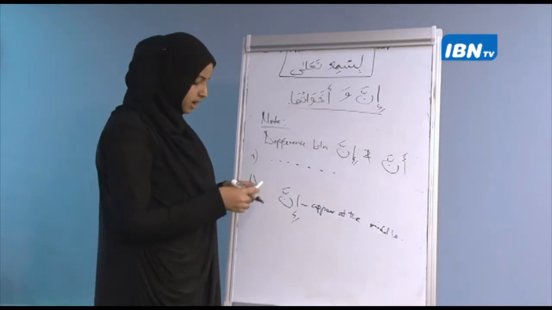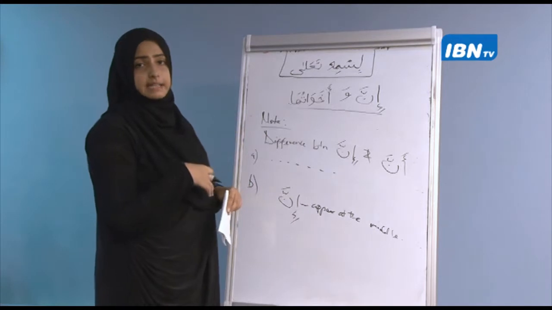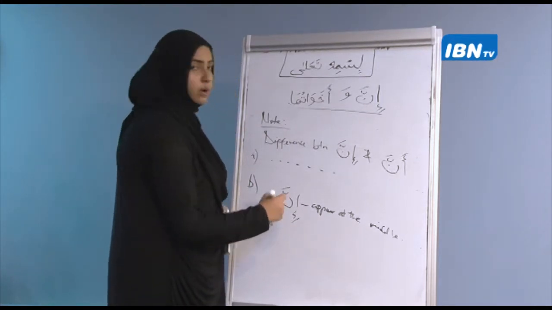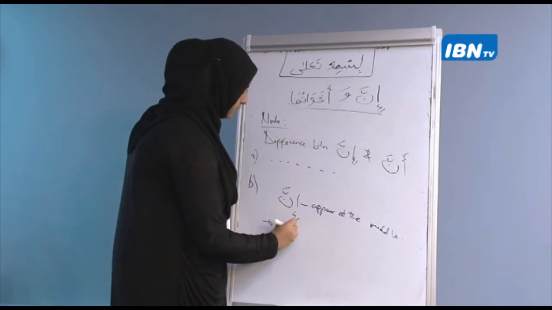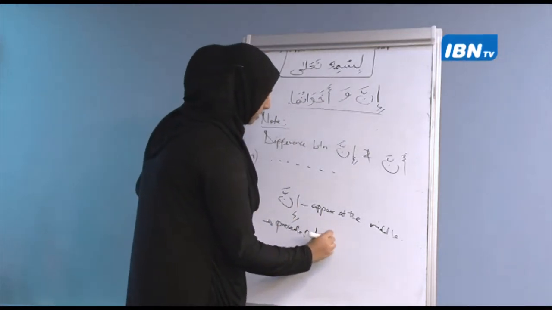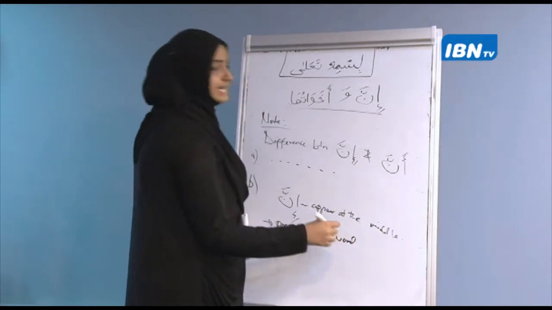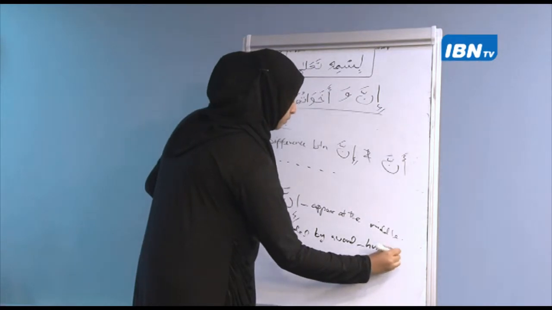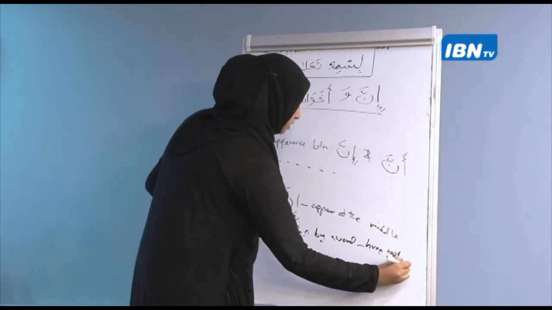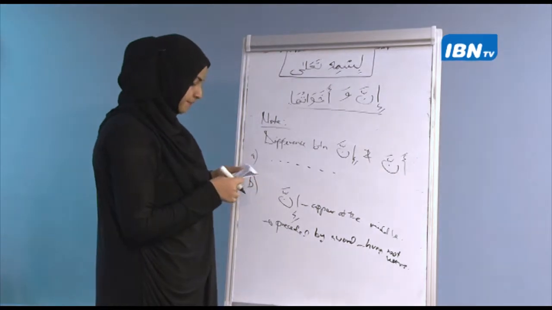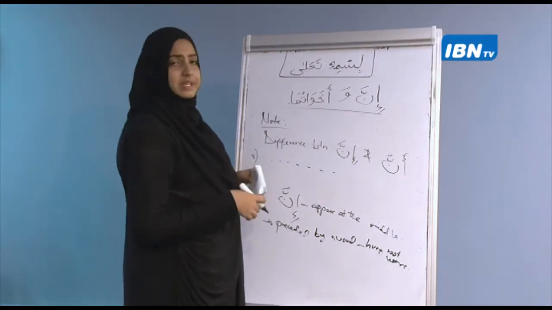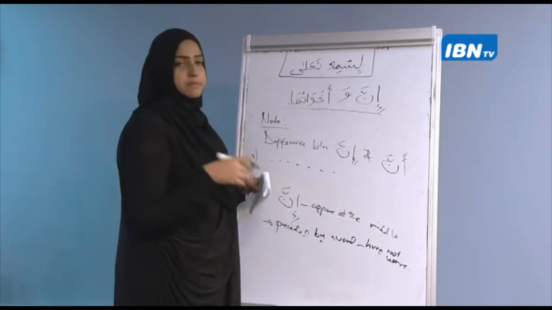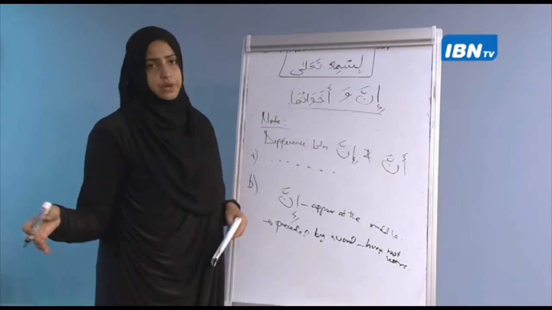Now when does it appear at the middle? It appears at the middle when it is preceded by a word that has root letters. So for example, we have يقول, this is in Surah Al-Baqarah. يقول إنها بقرة صفراء. The verse goes on and on.